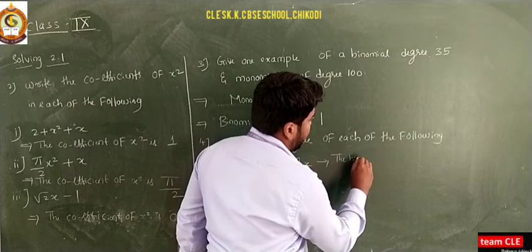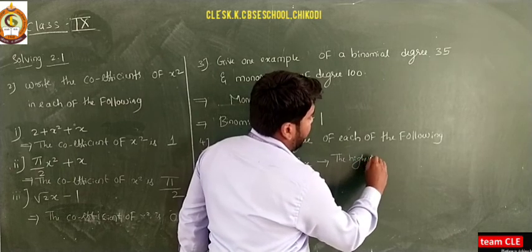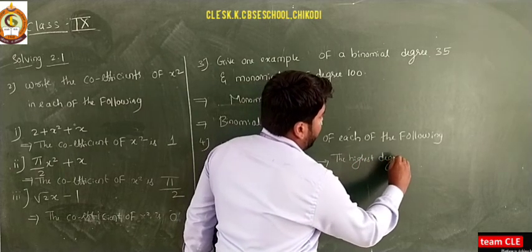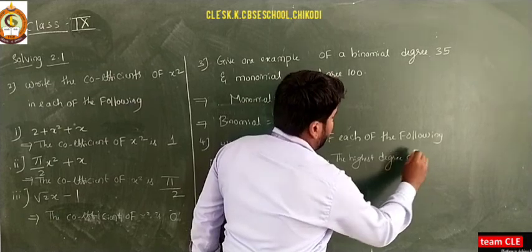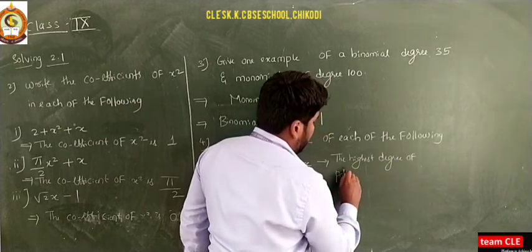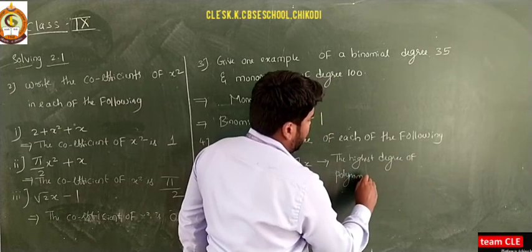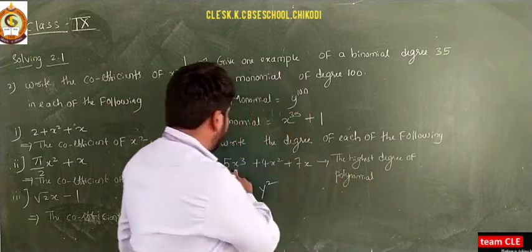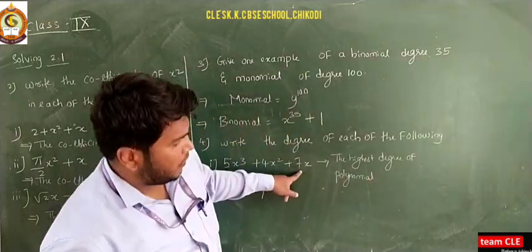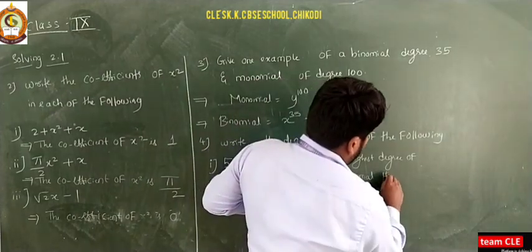You have to write in a sentence: the highest degree, that is, the degree of the polynomial 5x cube plus 4x square plus 7x is 3.